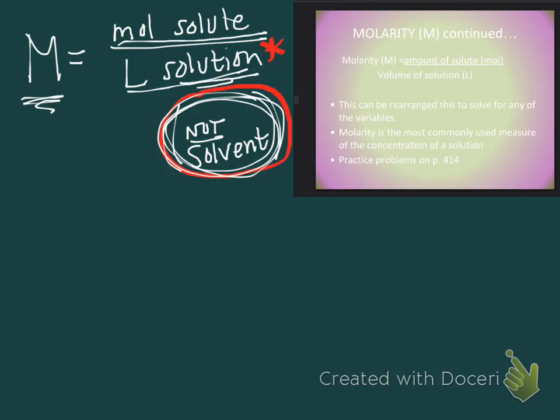So with that equation, you can rearrange this to solve for any of those 3 variables. And we're going to do some practice problems on page 414. Okay, so this is sample problem number 1 on page 414.